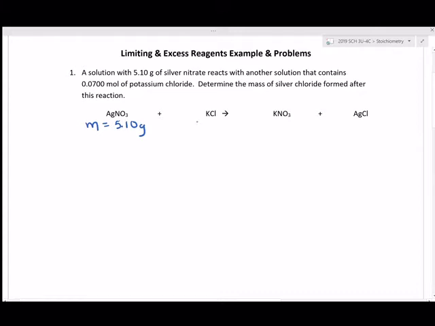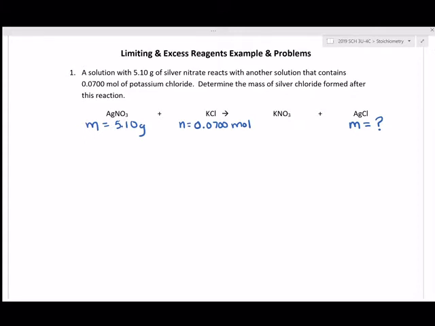So here we've got 0.0700 moles. And if you wish, you can call that n, because that is our short form for moles. Okay, and then the question is, what is the mass of silver chloride that we're going to make after this reaction? So you should always have something with a question mark in a stoichiometry problem, because you're always being asked to solve for something.